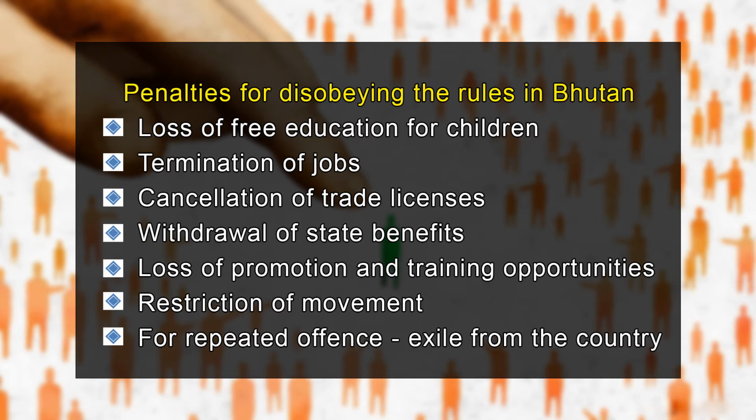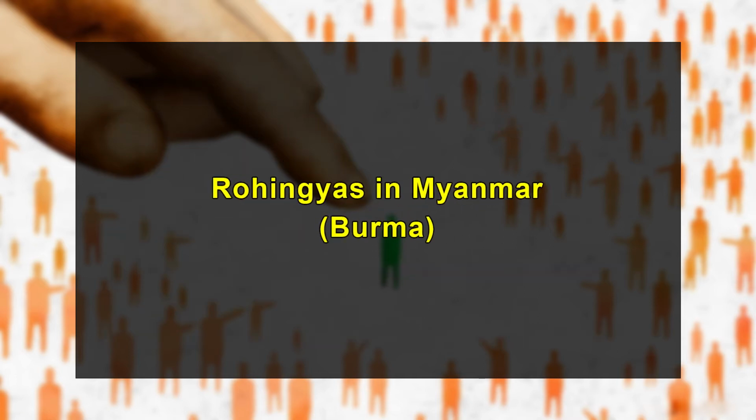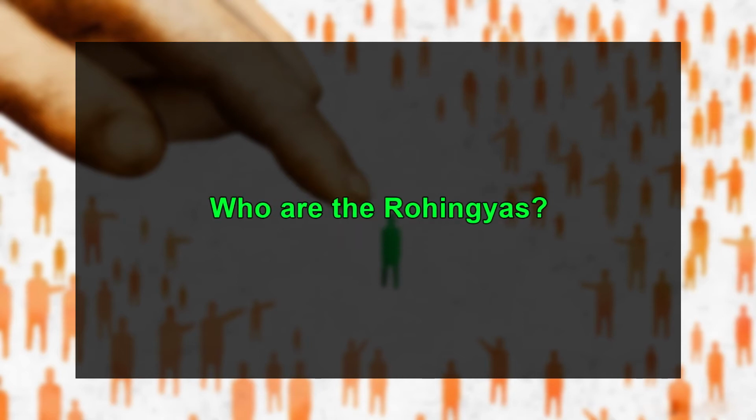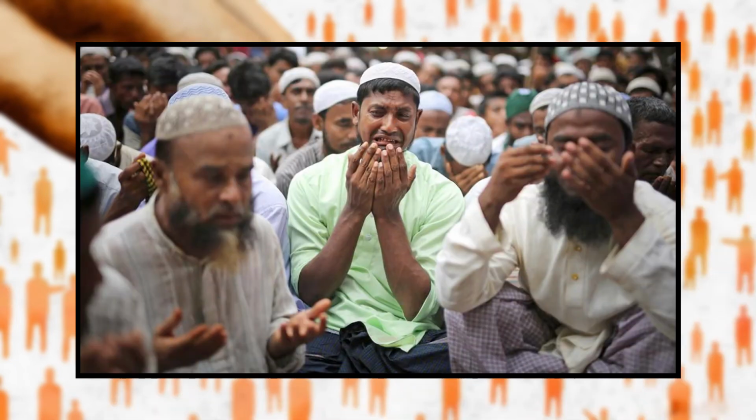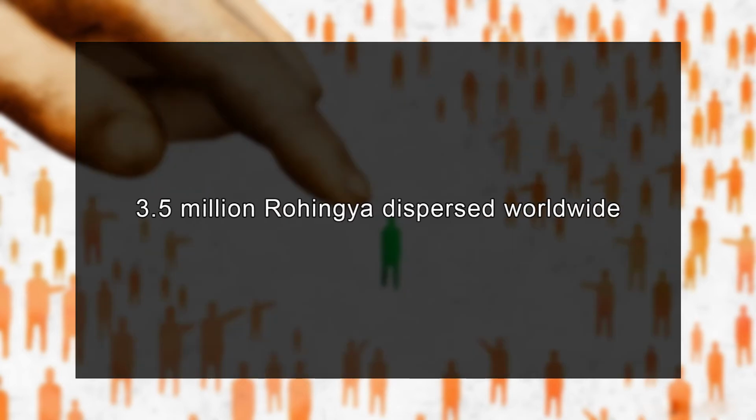Dear students, now we will focus on Rohingyas in Myanmar. So who are the Rohingyas? The Rohingyas are an ethnic Muslim minority who practice a Sufi-inflected variation of Sunni Islam. There are an estimated 3.5 million Rohingyas dispersed worldwide.